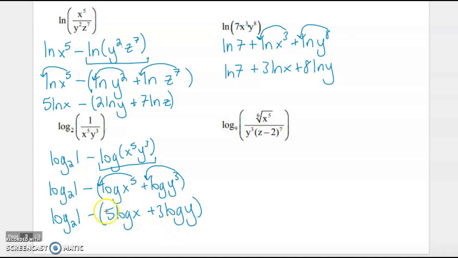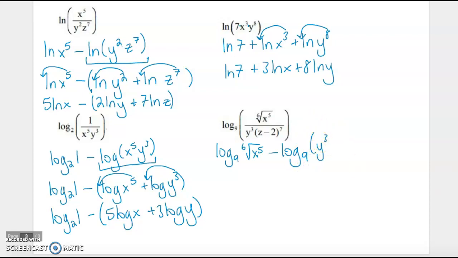And done. Your last step, if you really wanted to, would be to distribute that negative, but you don't have to. All right, last one. This one's a doozy. So I see division is the biggest thing that's happening first, so let's do it. Log base 9 of the 6th root of x to the 5th minus log base 9 of y cubed.